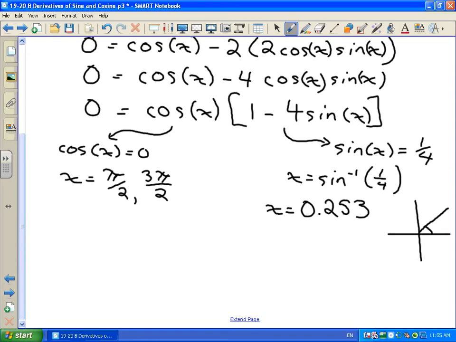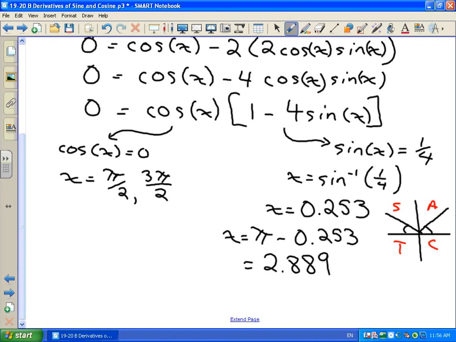Where else can the sign of x be positive? Well, let's see. CAST rule tells us, C-A-S-T, that we're also going to have a quadrant 2 solution. So what's our quadrant 2 solution? Well, this angle in here will be the 0.253. So x is going to be pi minus 0.253, which gets us 2.889.